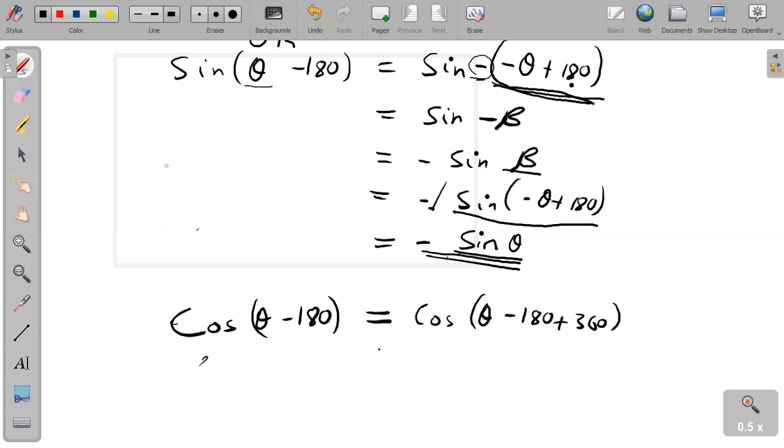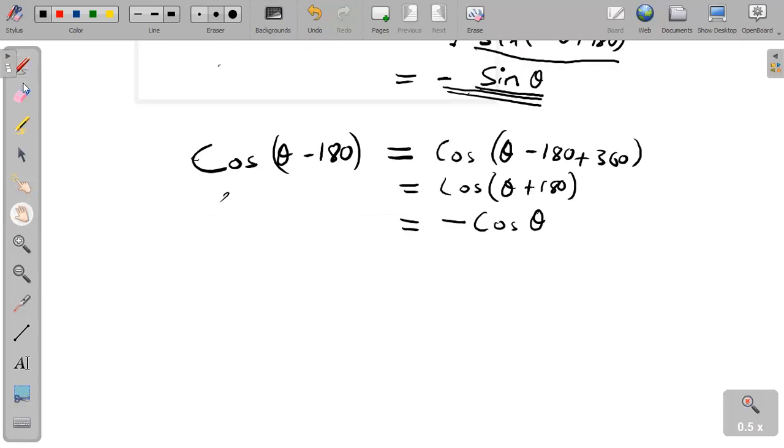What is it going to give us? It's going to give us cos theta plus 180. Then what are we going to say? What is cos theta plus 180? It's found in the third quadrant. So in the third quadrant, is cos positive or negative? It is negative. So therefore, this is going to give us a negative cos theta. Therefore, it follows that the rest we can also identify in that way.